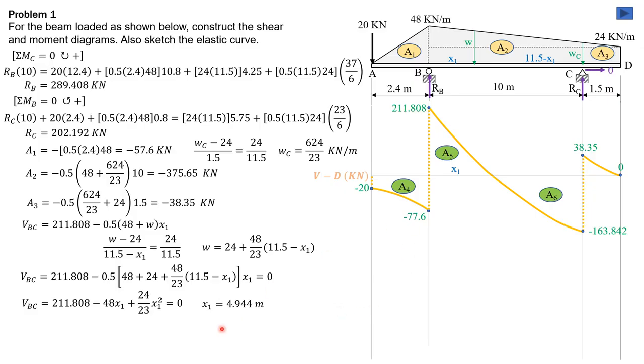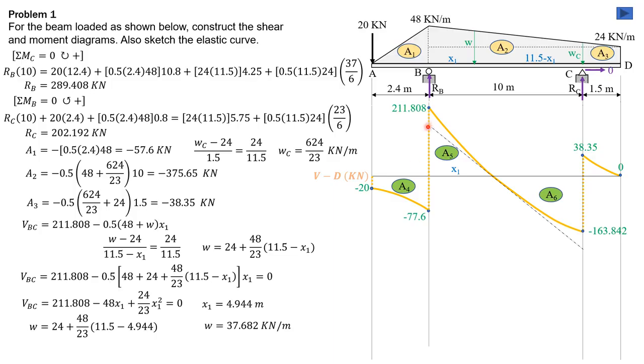Having found x sub 1, 4.944, we can compute the intensity of the load where shear is 0, which is interpreted as the slope of the tangent at shear equals 0. So 24 plus 48 over 23 times (11.5 minus 4.944), W is 37.682 kilonewton per meter downward, or negative slope. That slope will intersect this vertical here and this vertical here. So let's draw the tangent first.